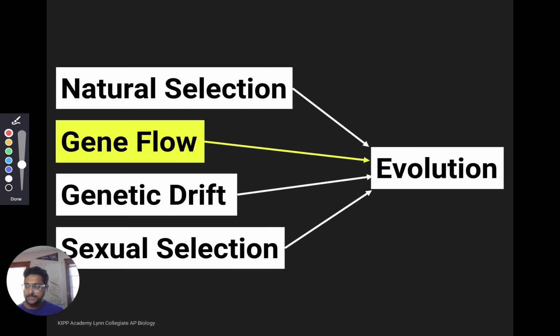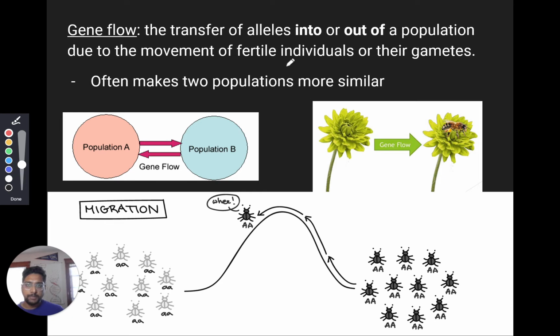The first we're going to look at is gene flow. So gene flow means the transfer of alleles in and out of a population due to the movement of fertile individuals or their gametes. Gametes, again, are reproductive cells. So gametes are just the cells that reproduce in a population. But essentially, you can think of gene flow as immigration. What's happening here is that you have one population and another population, population A, population B, and their genes are moving from one population to the next. A way that this could happen is through pollination.